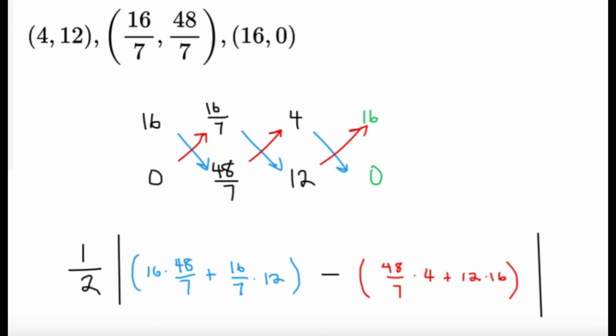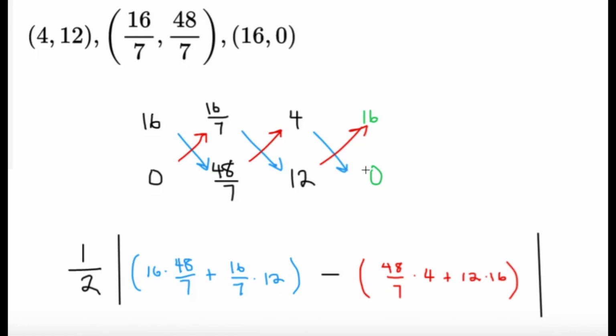After we write the points in this way, we're going to use the following method. Draw the down arrows: we have 3 down arrows in blue, and then 3 up arrows in red. Then we're going to perform 1/2 the absolute value of down minus up. But what's down, what's up? Down is the product of the 2 numbers that each arrow connects. The first arrow connects 16 and 48/7. The second one connects 16/7 and 12. The third arrow connects 4 and 0.